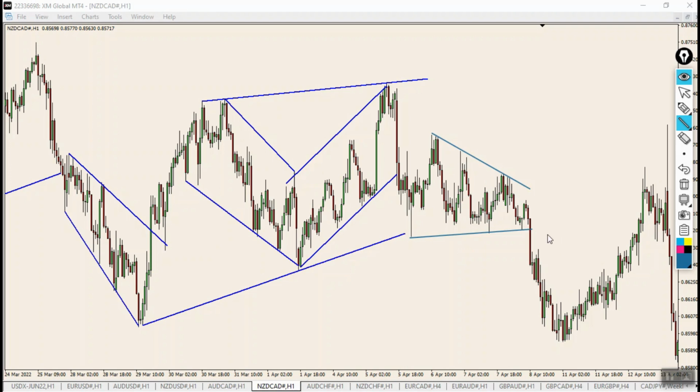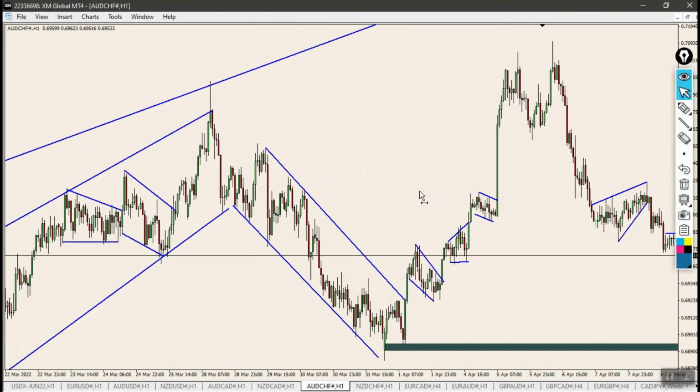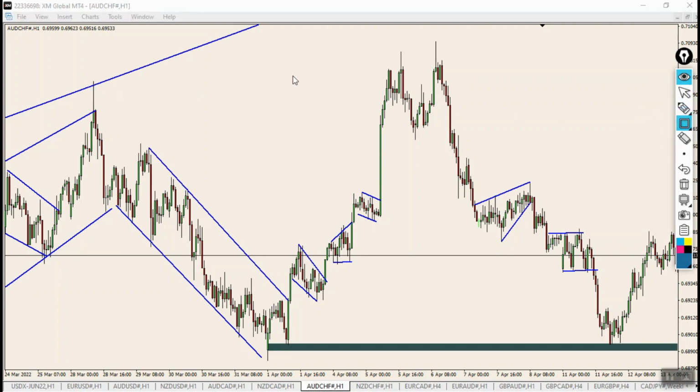Let's move on to the next example. On AUDCAD, we have a reversal pattern, where the market comes from a descending channel. We have an impulse, correction, impulse, correction, impulse, correction, impulse to the latest high, the previous high, the highest high. And as you can see, we have a zone here.